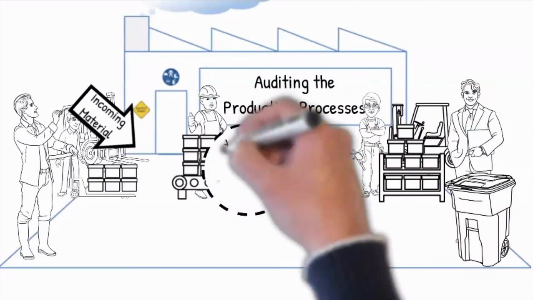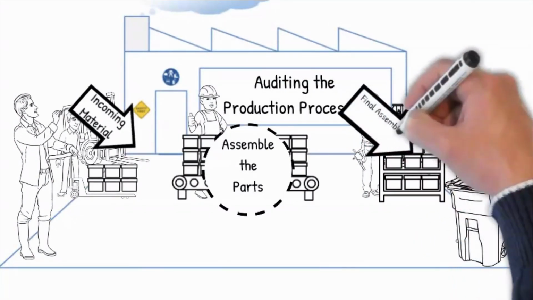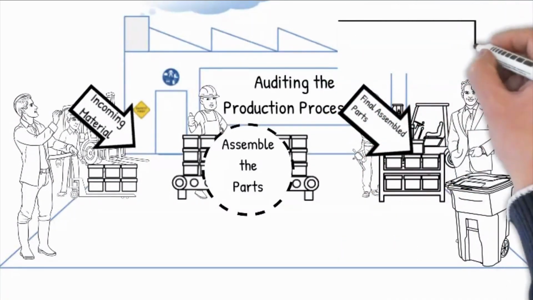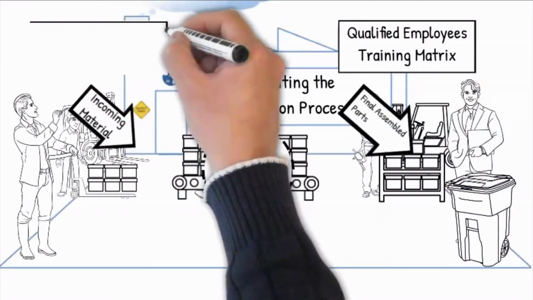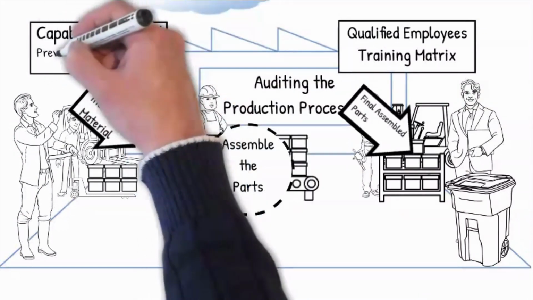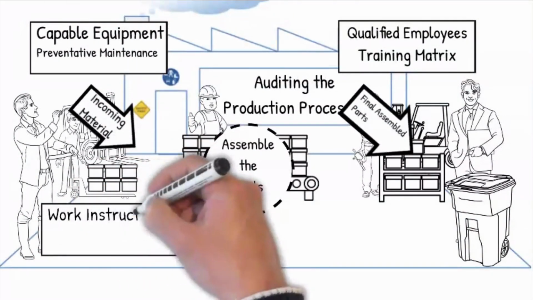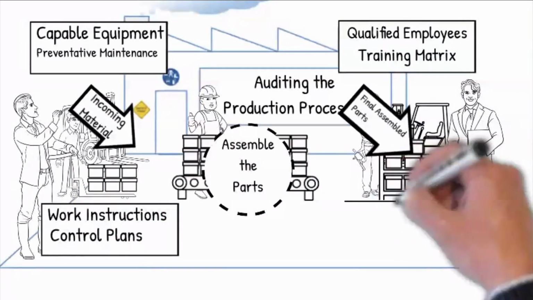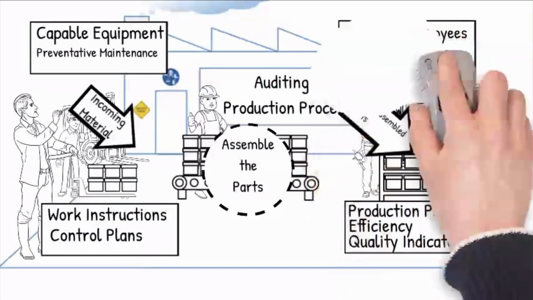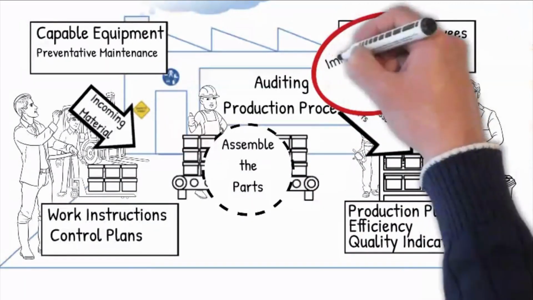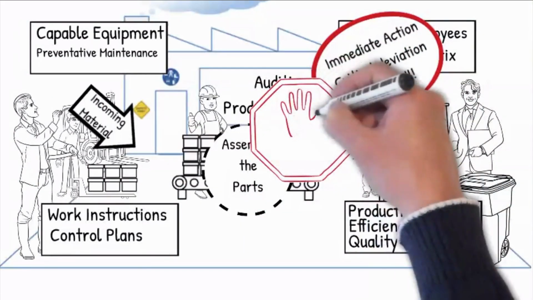Based on concrete cases and evidence, the auditor must investigate the suitability and effectiveness of the processes to ensure that the employees are suitably qualified for their jobs and that the training records are maintained. The equipment should be capable and frequently maintained. Work instructions must be available in the work area and included in the control plans. Production targets must be established and communicated to all employees. An audit can be broken off at the discretion of the audit team when a critical deviation has been detected.